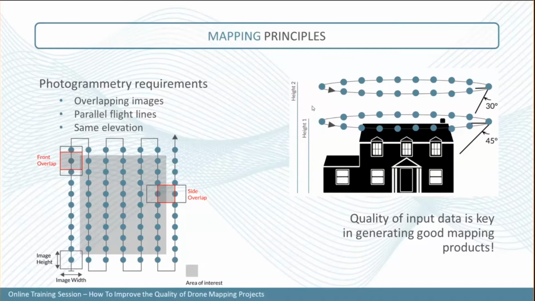When you're planning a project for mapping purposes, it's always good to have nadir imagery. As we can see on the left screen here, as much as possible, try to have nadir imagery, so top down, and do not try to include any oblique imagery when you're doing mapping. Only include it if you want to generate some 3D models.